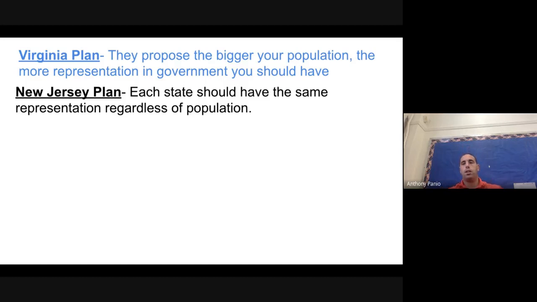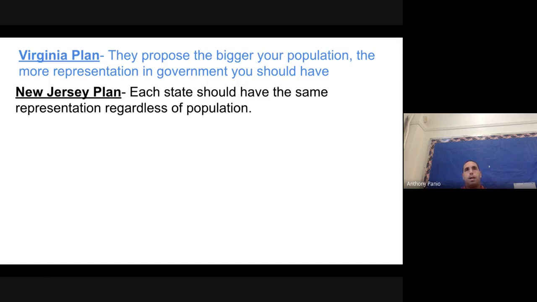So the number they choose is 2. They think each state should have 2 representatives from each particular side. All right? So each state should have the same representation regardless of population.